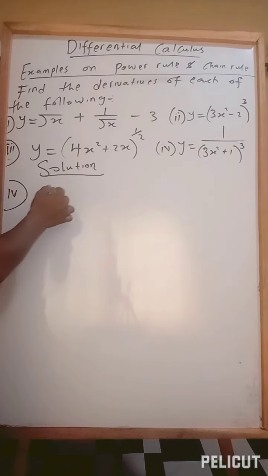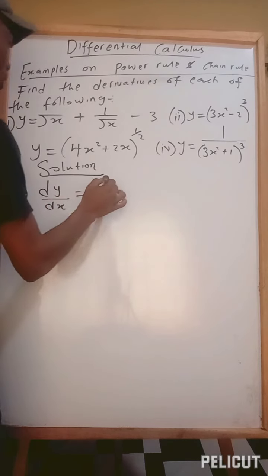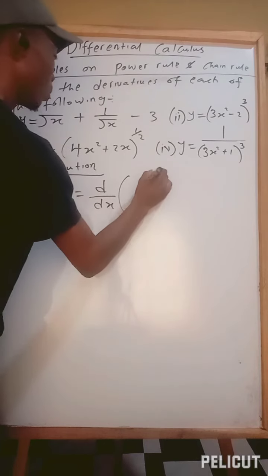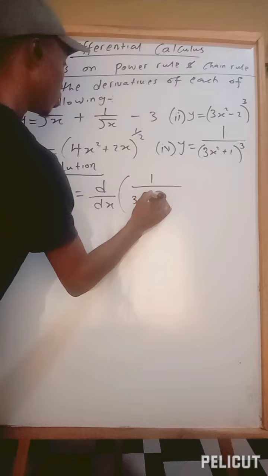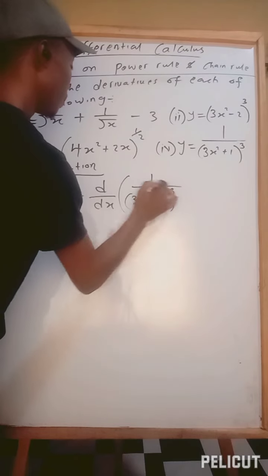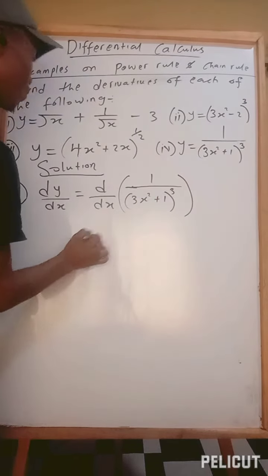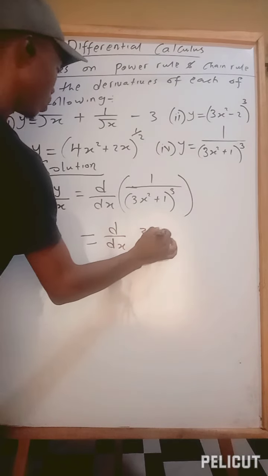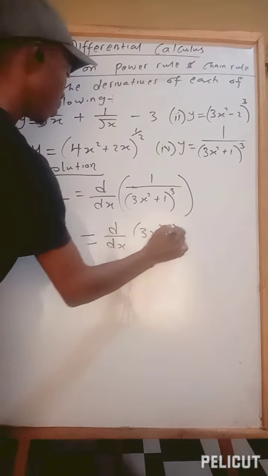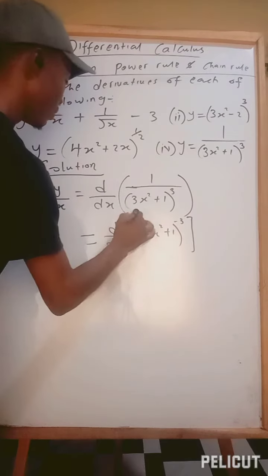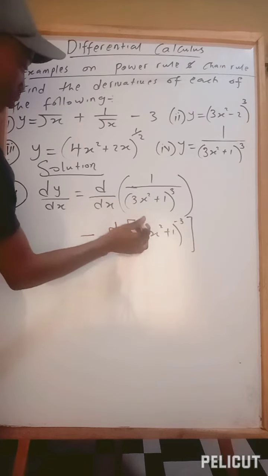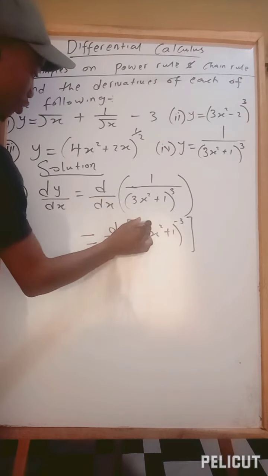Okay, for the last question, we have that dy/dx is going to be d/dx of this guy, 1 over 3x squared plus 1 to the power of 3. And from our law of indices, this is the same thing as d/dx of 3x squared plus 1 to the power of minus 3. We have this. So we can say that this is actually a function in a function.